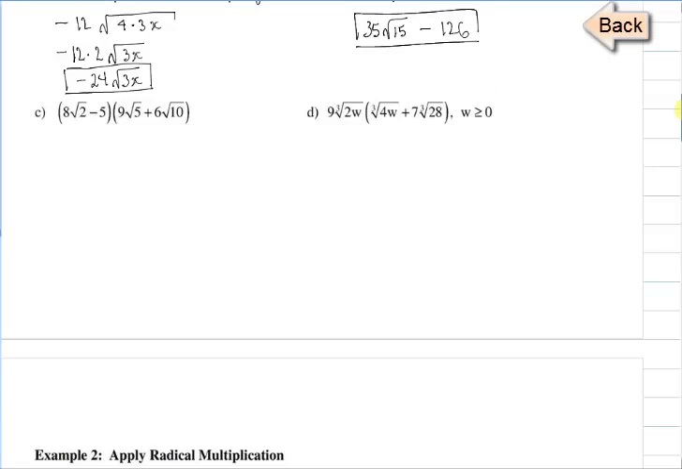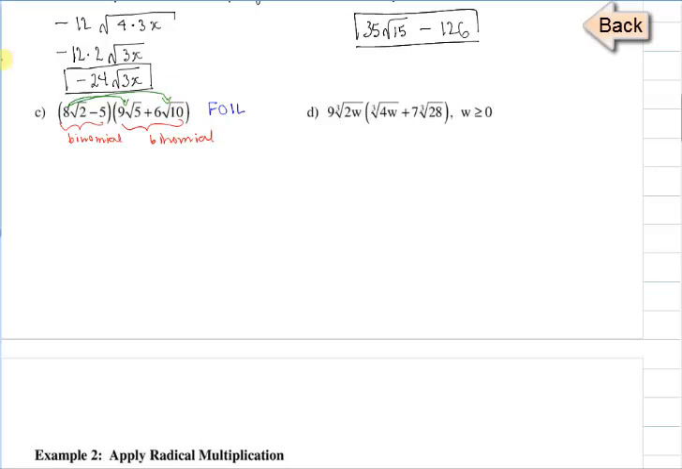So C. Now we have two binomials that we are going to be multiplying together. So I'm going to use FOIL. The first, outside, inside, and last. So I will start by going 8 root 2 times 9 root 5, and then 8 root 2 times 6 root 10.